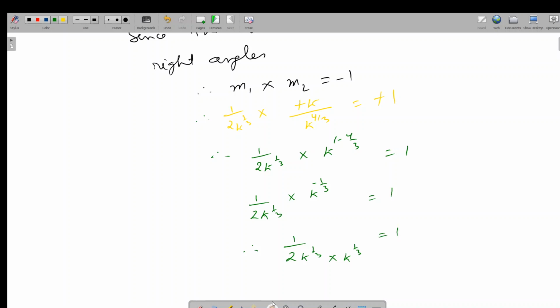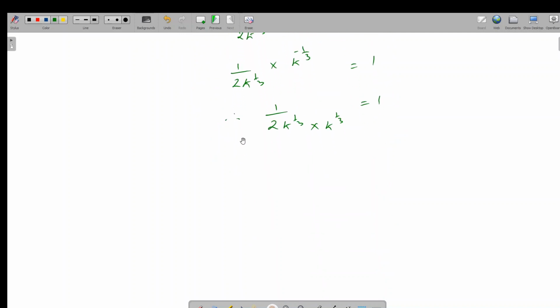Further simplification will give us, because we know whenever the base is same, power can be added. So we will get 1 by 2 k raised to (1 by 3 plus 1 by 3), that is 2 by 3, equal to 1. Therefore we can say that 1 by 2 equal to k raised to 2 by 3. Now we'll take cube both sides.